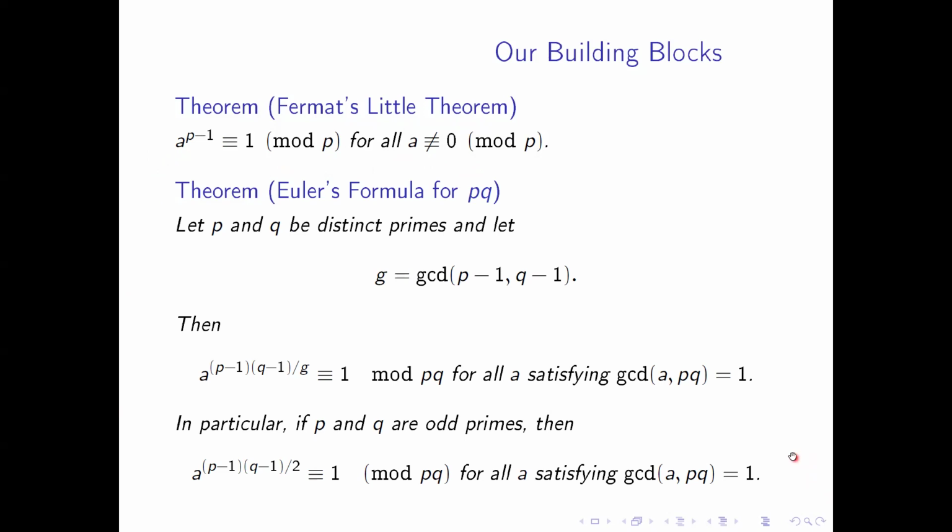So if I have two primes multiplied together where g is their greatest common divisor, then a to the p minus 1 q minus 1 divided by g is congruent to 1 mod pq, as long as the greatest common divisor of a and pq is 1, meaning they're relatively prime. So a is not a multiple of p or q. That's really the fundamental concept here.